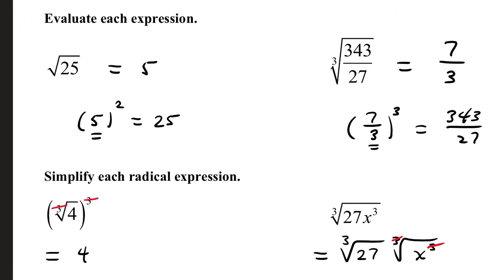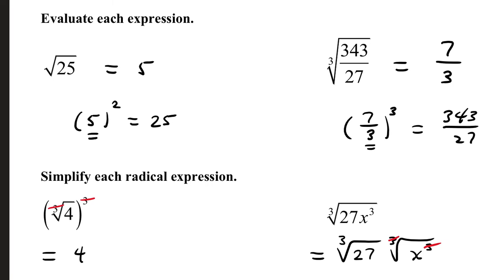Evaluating square roots, square root of 25 is 5. Why is that? It's because you have to have 2 5's multiplied to get 25.